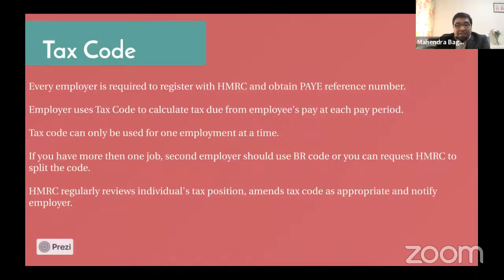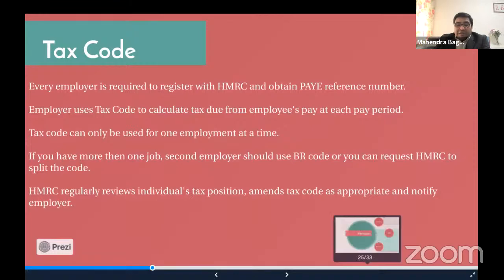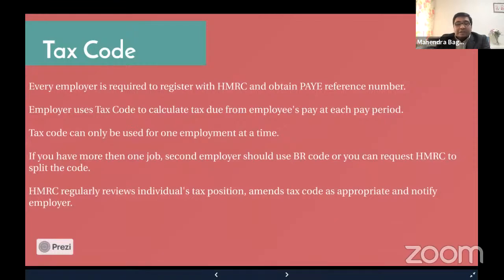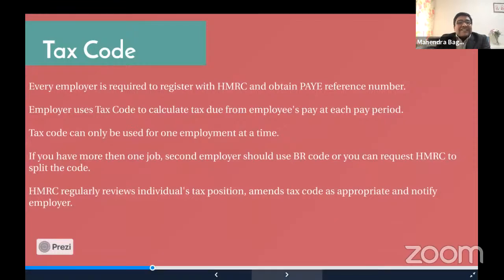As I mentioned earlier, HMRC regularly reviews individuals' tax positions and then advises employers with any amendments. Normally, the tax codes are renewed every year before the start of the tax year, from the 6th of April to the 5th of April every year. So, as per the budget, we'll soon have a new tax code, most of us.